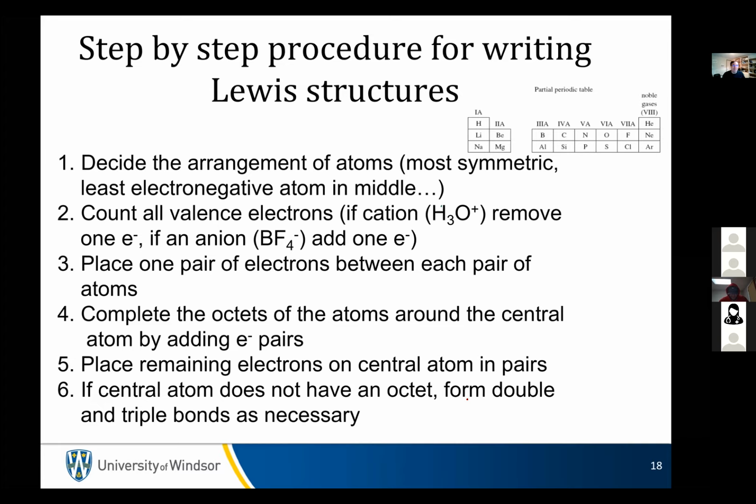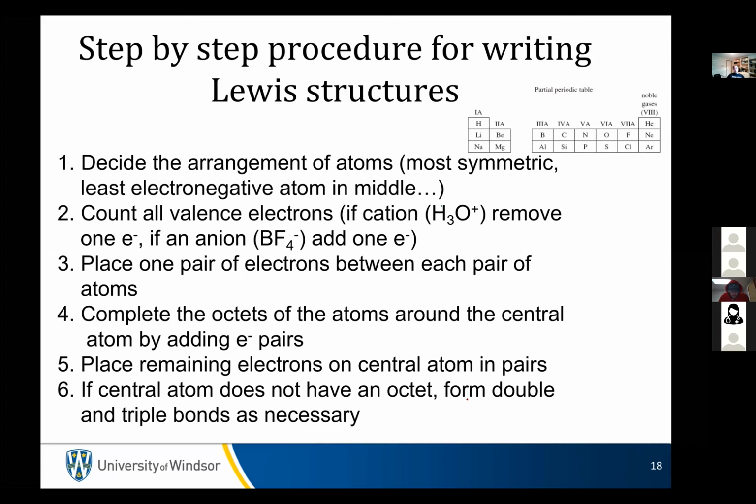So step-by-step procedure. Let's just formalize this a little bit. We did really simple ones. We're going to have some more complicated ones in the practice because that's the way it goes. Decide the arrangement of the atoms, mostly symmetric. Often you want the least electronegative atom in the middle, so often carbon's in the middle. That's because the least electronegative atom, except for hydrogen, ignore hydrogen, is often the one that can make the most bonds, and so it's going to be the one in the center.